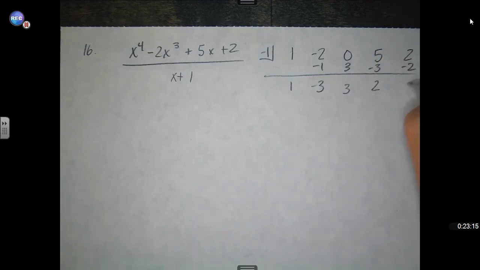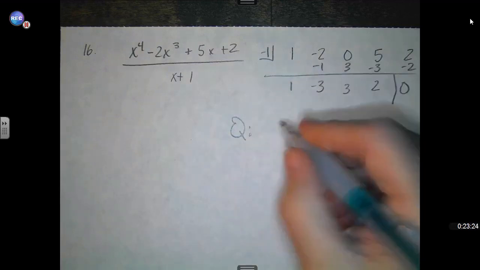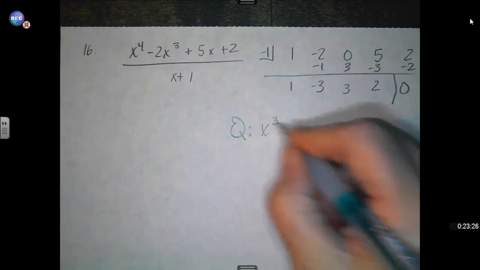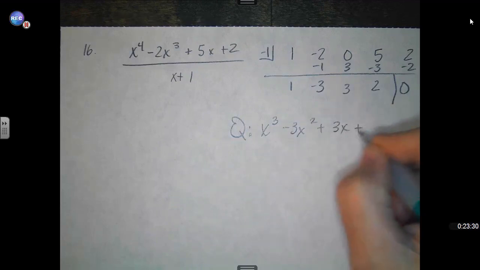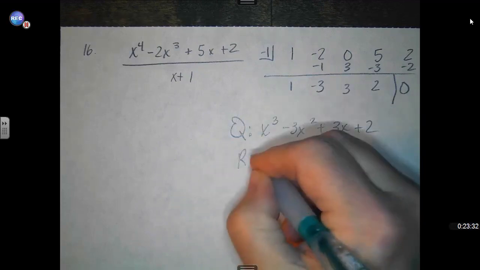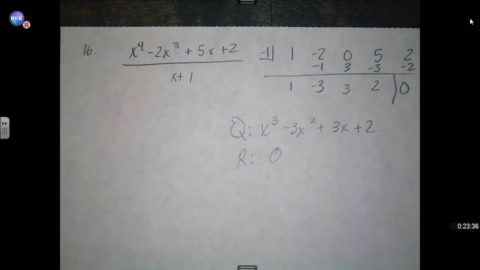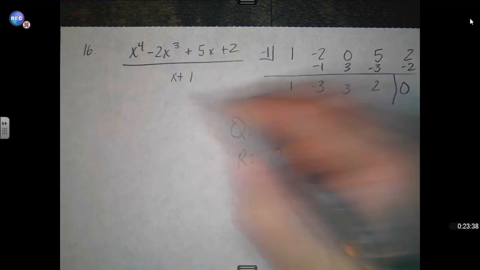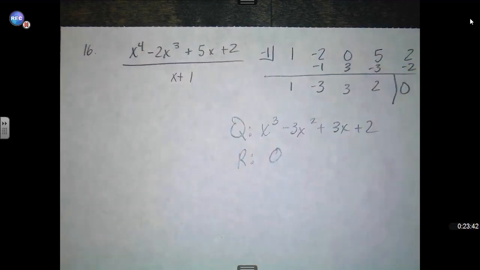Oh, wow. Wouldn't happen in a million years if I tried again. And so the quotient is x to the 3rd minus 3x squared plus 3x plus 2, and the remainder is 0. And because the remainder is 0, that means that x plus 1 is a factor of that quartic equation. That's lovely.